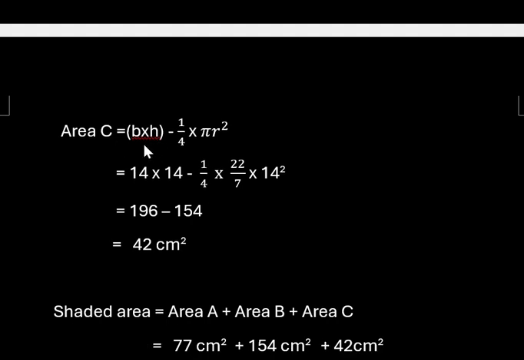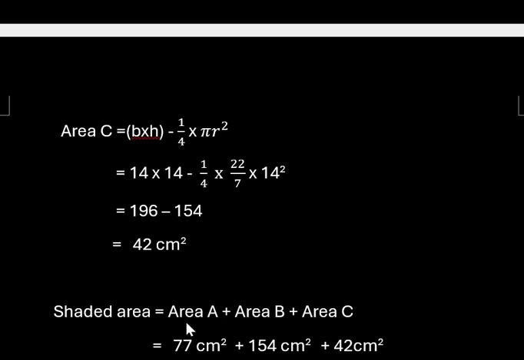Area C, what we have was the square minus away the quarter circle. So the square, the side is 14 times 14. You minus away the quarter circle. Since we already calculated the quarter circle as 154, we can put it straight away here. So 14 times 14 is 196. You get 42 centimeters square.